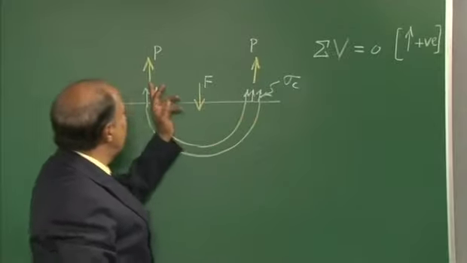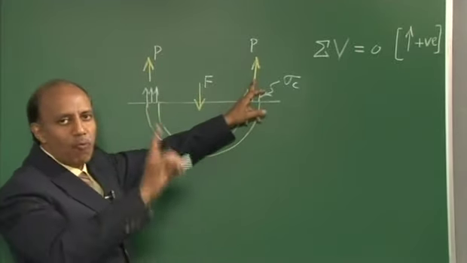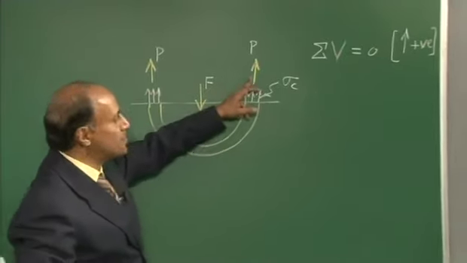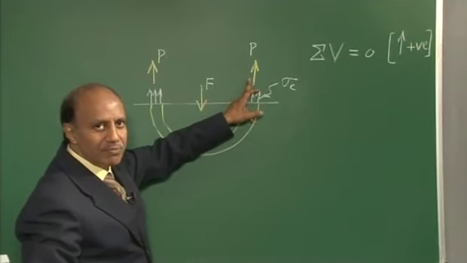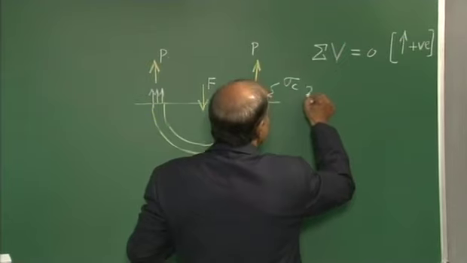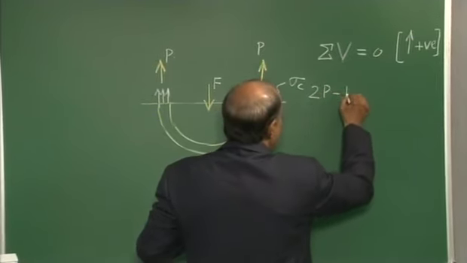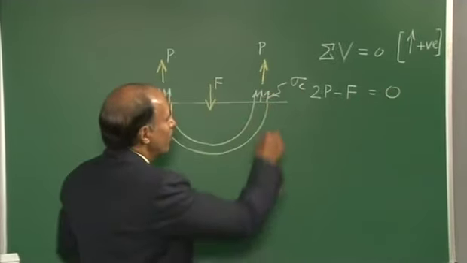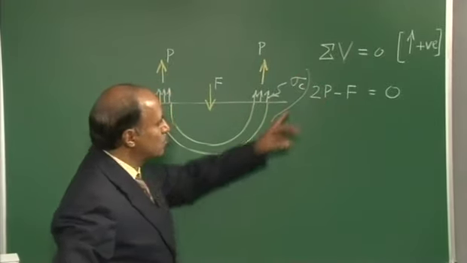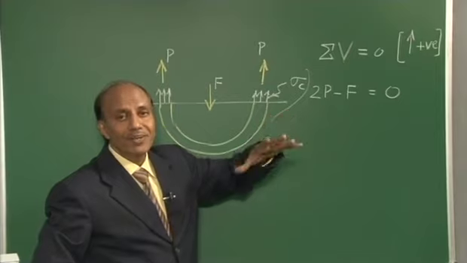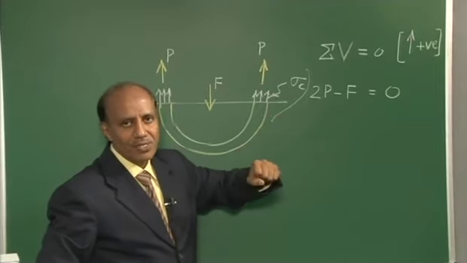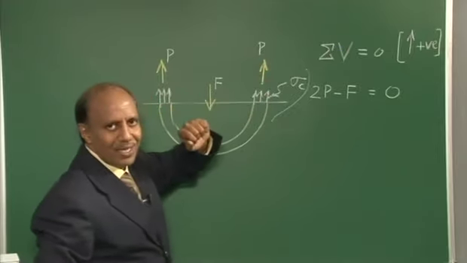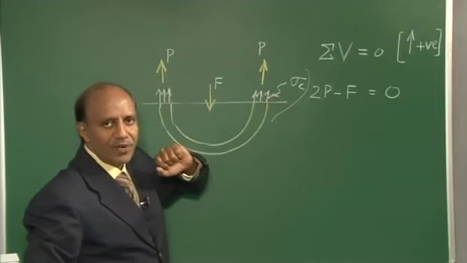If you look here, there are two forces acting in the upward direction and one force acting in the downward direction. These two forces have the same magnitude, and hence I can write this as 2P minus F equals 0. That is a very simple expression: 2P minus F equals 0, written in terms of force. The next question is, what is this P? P is because of this circumferential stress.